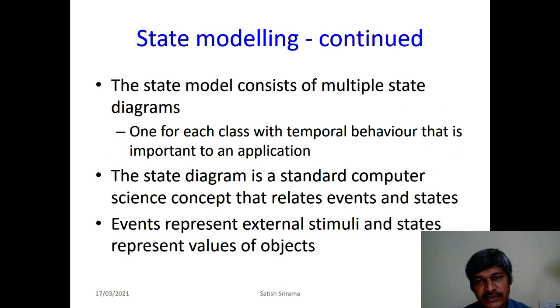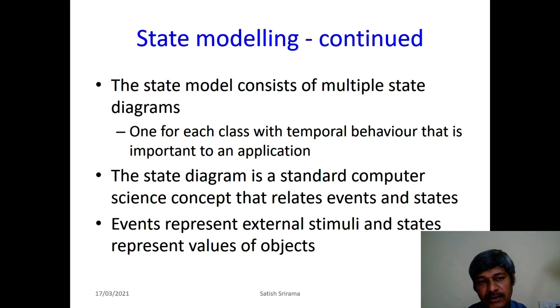The state model consists of multiple state diagrams. What a state diagram is, we will discuss in the coming videos. But the thing is, a state model consists of multiple state diagrams. A class model had multiple class diagrams, and in the same way, a state model consists of multiple state diagrams. You will have one state diagram for each class, with its temporal behavior, that is, how it changes over time.